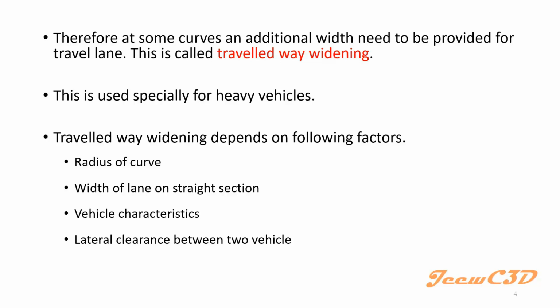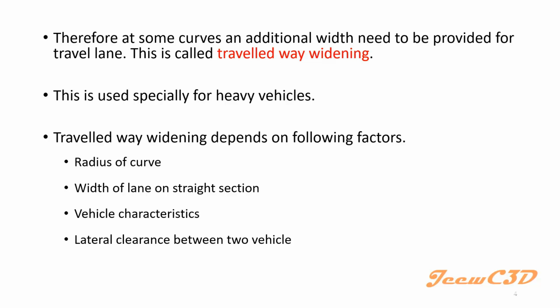There is another widening called side distance widening. It is used when the side distance is obstructed by an object in the road, so we widen the road; we call it side distance widening. But in this case, what we do is travel way widening, which is increasing the width of the road inside curves. This is specially used for heavy vehicles, as you saw in that example.